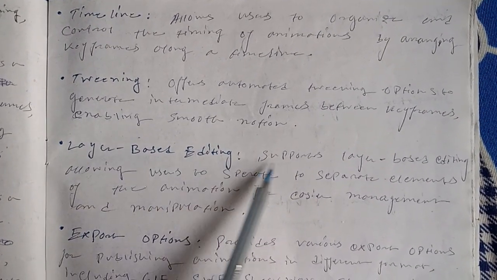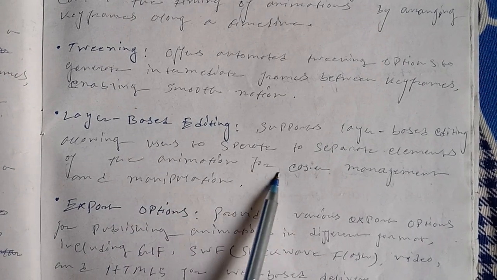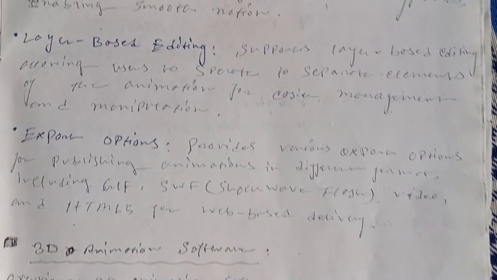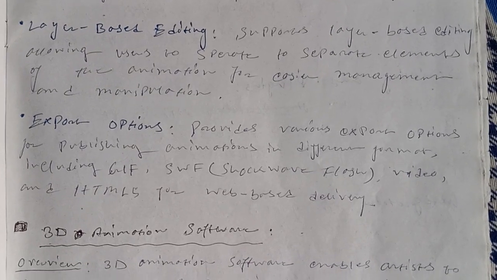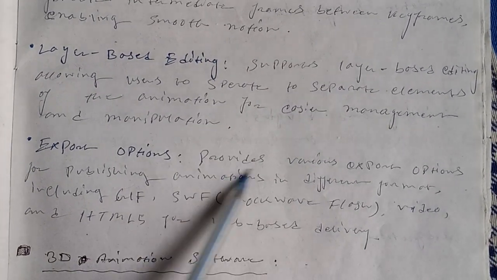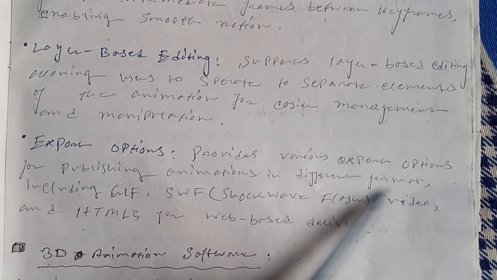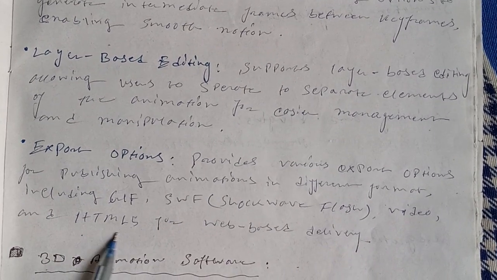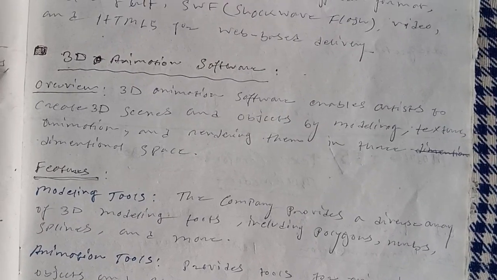Layer-based editing supports layers, allowing users to separate the elements of the animation for easier management and manipulation. Then we have our last point, export options. It provides various export options for publishing animations in different formats, including GIF, SWF, that is Shockwave Flash video, and HTML5 for web-based delivery. Now we are done with 2D animation software.